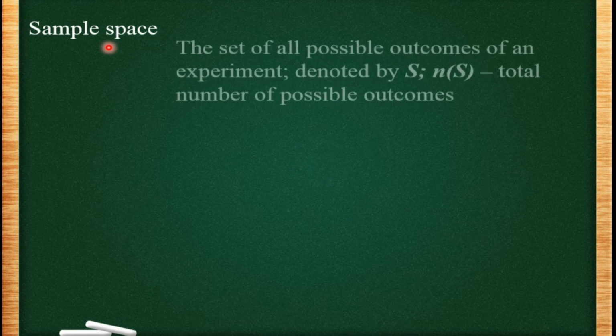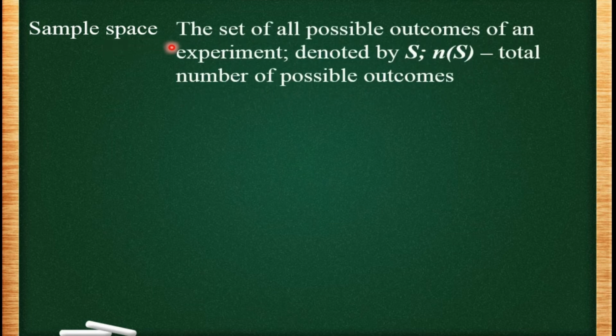Now, what is a sample space? This is the set of all possible outcomes of an experiment denoted by S, such that your N of S is equal to the total number of possible outcomes. Let us try to understand this one using the following examples.